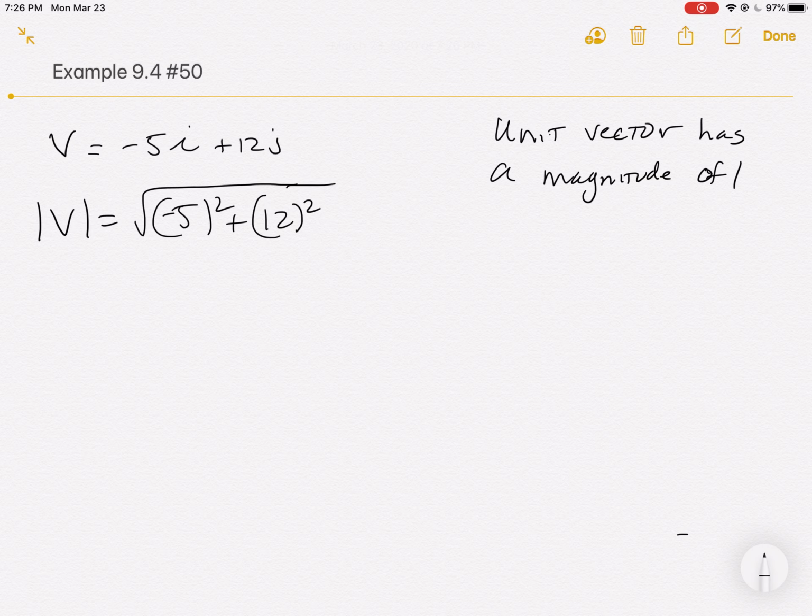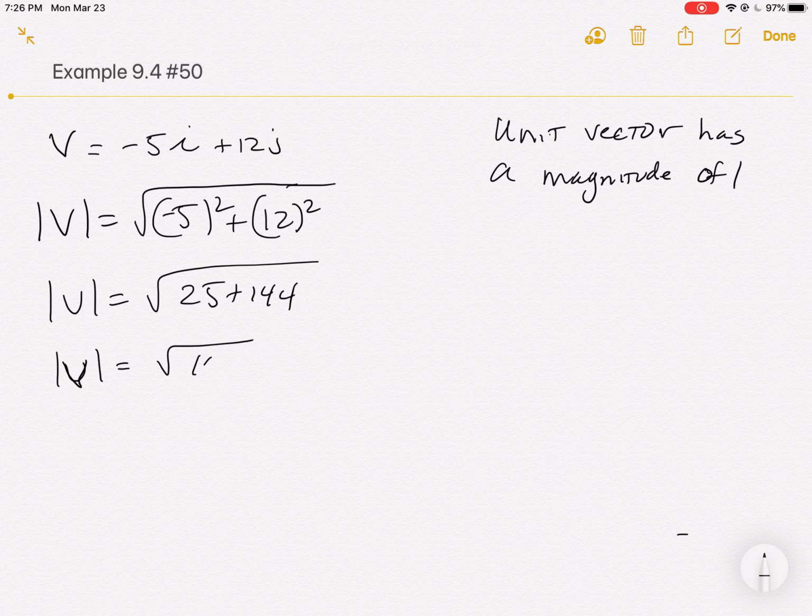And so we just take the negative 5 and square it and the 12 and square it. Out of that, we quickly get a 25 and a 144. We recognize that that adds up to be 169, and we know that the square root of 169 is 13, so the magnitude isn't 1, it's 13.